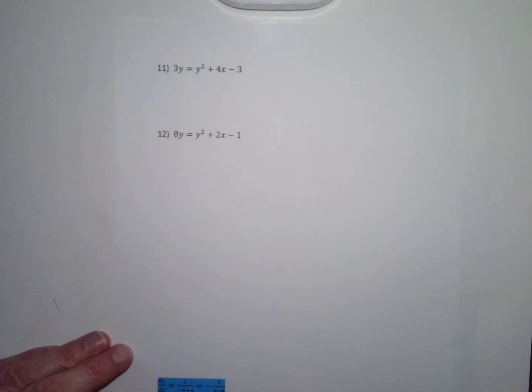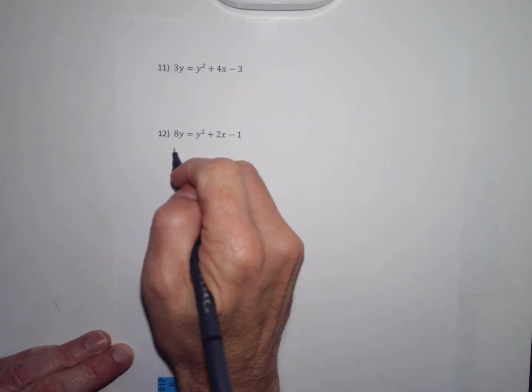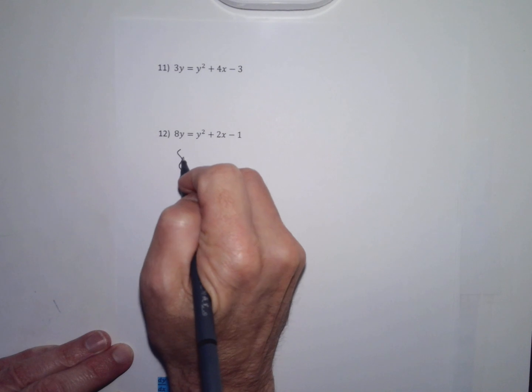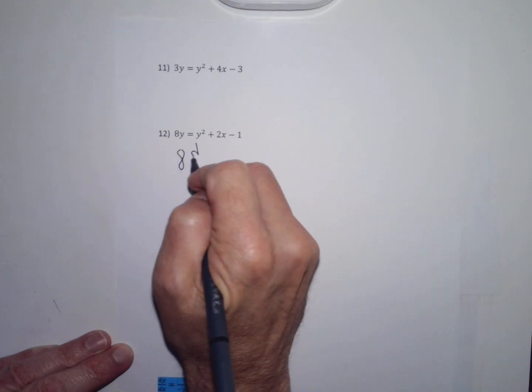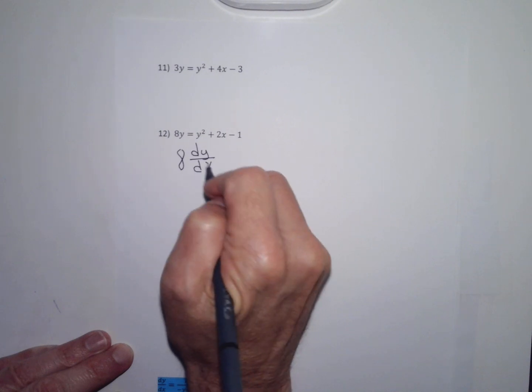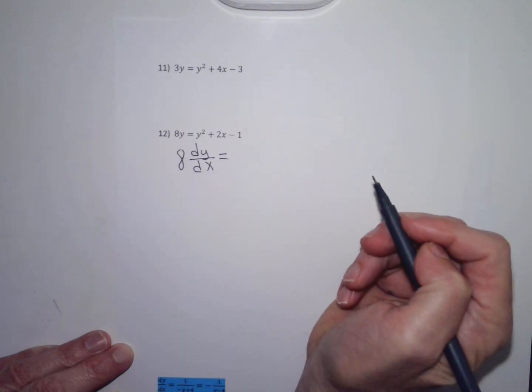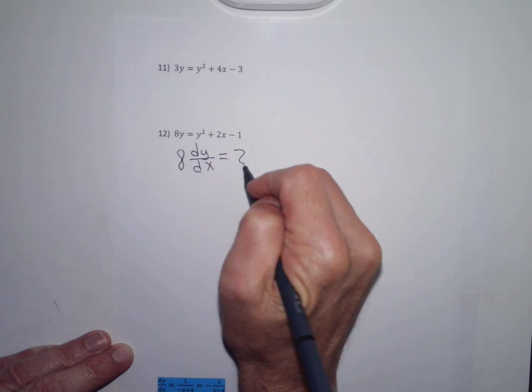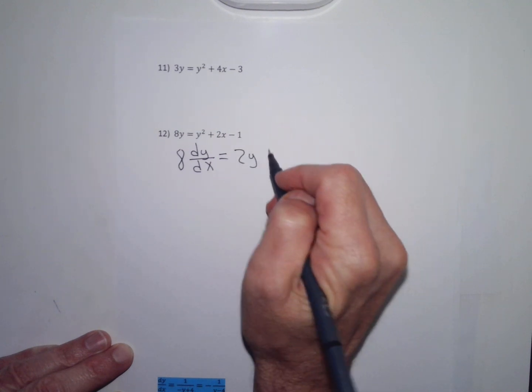12 is a lot like 10. I'm going to do the derivatives, subtract, and then factor. So on the left-hand side, the derivative of 8y would generally be 8. I took the derivative of a y, so I'll tack on a dy dx. To the right of the equal sign, the derivative of y squared would be 2y. I should tack on a dy dx.